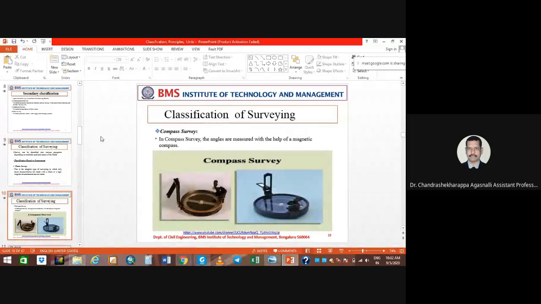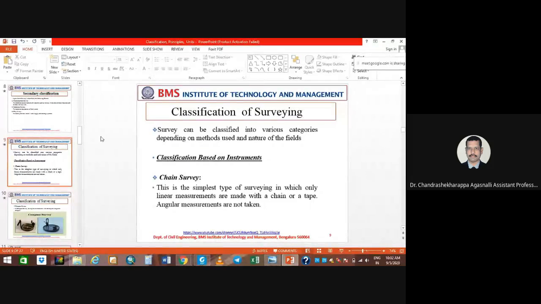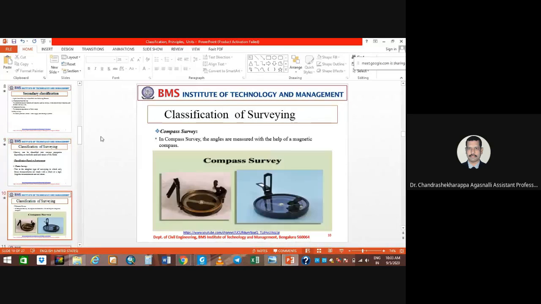Okay, that's one. In chain survey, you can see only the length of the features, either it may be a road, railway, or a tunnel, or it may be anything. So it gives only the length, there are no angles, you cannot measure the angles with a tape or chain. Okay, that's a very simple concept. When you are constructing your house, you may measure with a tape or it may be a chain. Nobody will go with the chain.